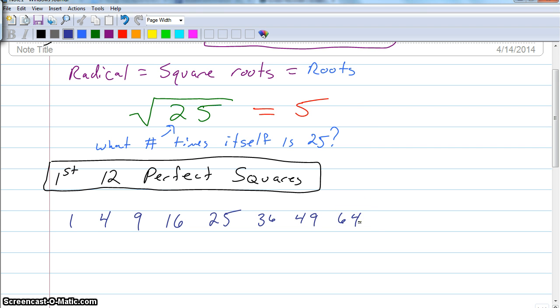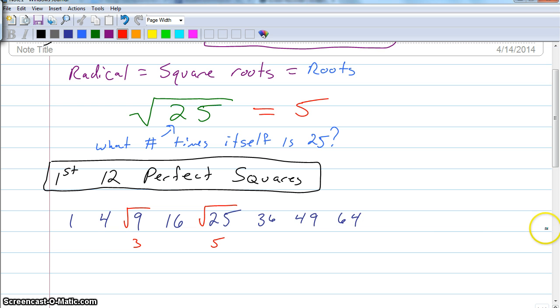Mr. Smith, why are these perfect squares? These are perfect squares because just like 25, if we do the square root of 25, we get 5. It's a nice, pretty answer. All right. The square root of 9 is 3. What's the square root of 16? 4, 5. Square root of 36 would be 6, 7, 8.